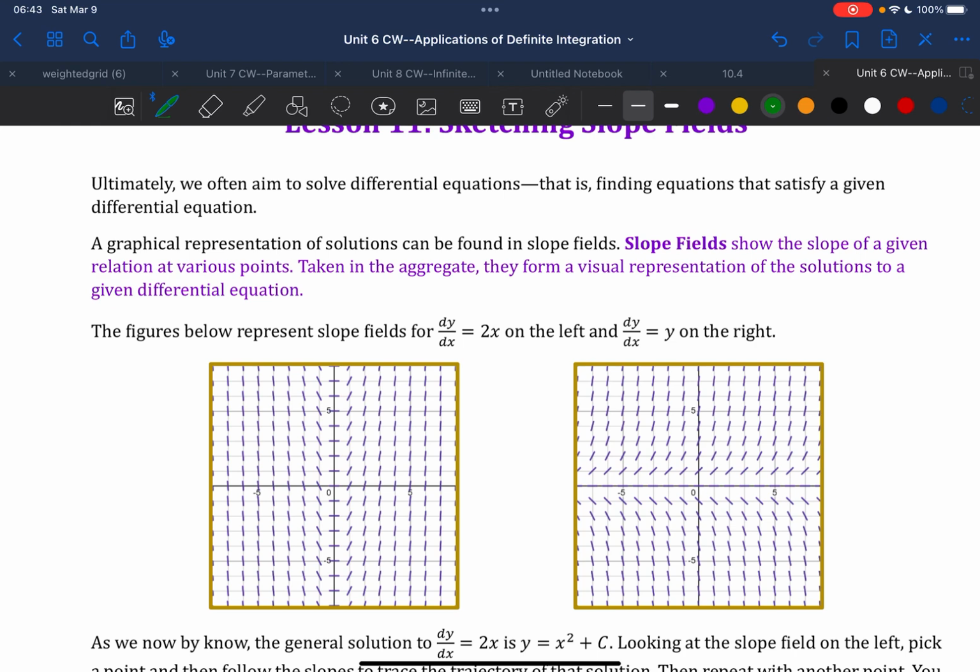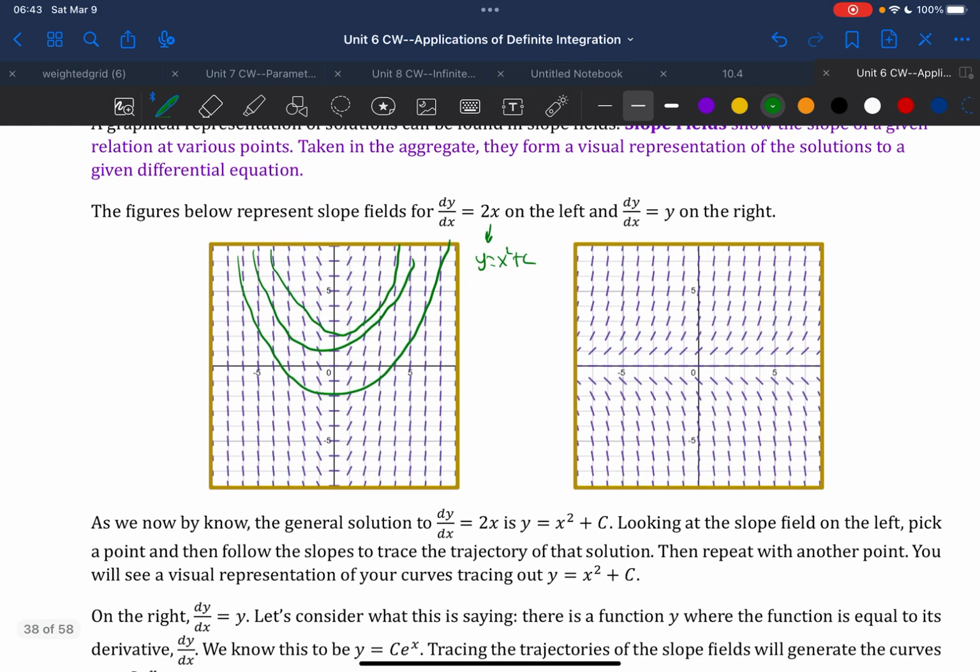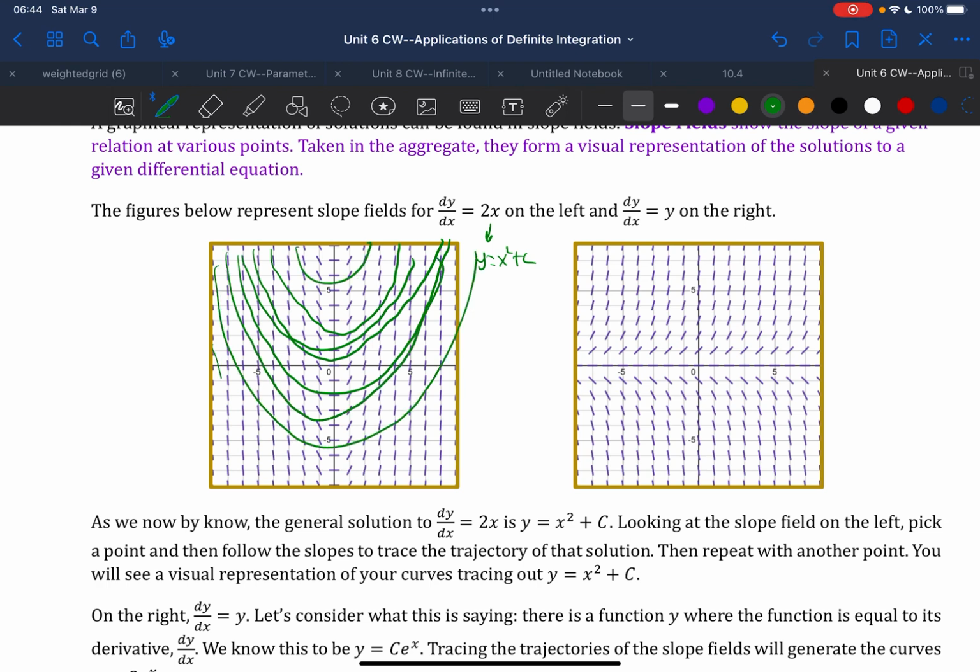So like on the left, dy dx equals 2x. And you can see if you follow the curves here, it's looking something like this. And we know, again, the solution here, the antiderivative, is y equals x squared plus some constant c. So you can see that here. We have a sea of solutions. We have y equals x squared, x squared plus 1, x squared plus 2, x squared plus 10, x squared minus 1, x squared minus 2, x squared minus whatever. You see all these solutions here.